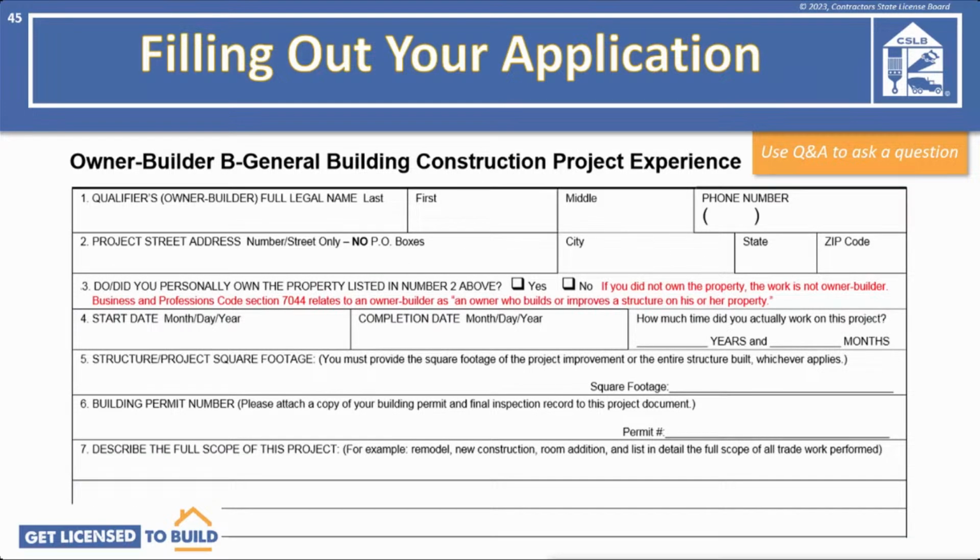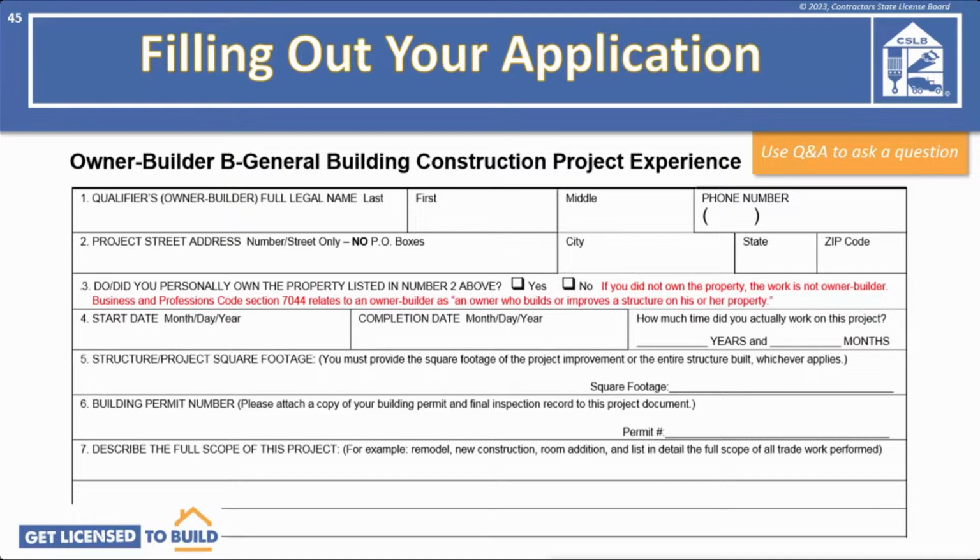Parts of the application, owner builder, B, general building construction project experience. The next form we will discuss is the owner builder, B, general building construction project experience form. This form only needs to be completed if you're applying for a B, general construction license, and you want to receive experience credit for working on projects on your own property. A separate form is required for each project.